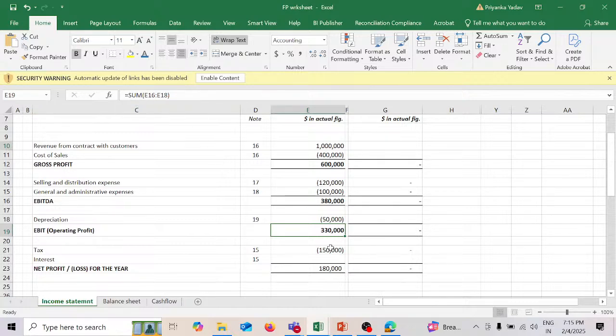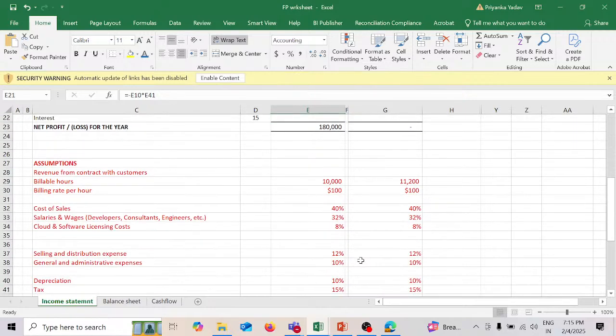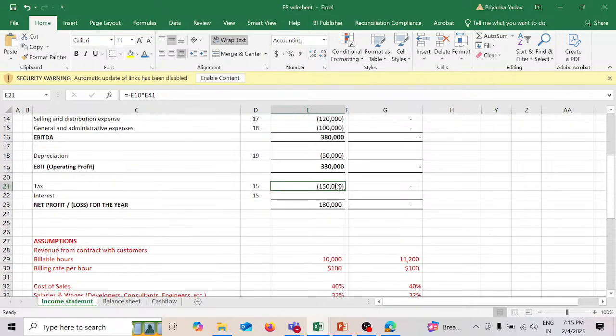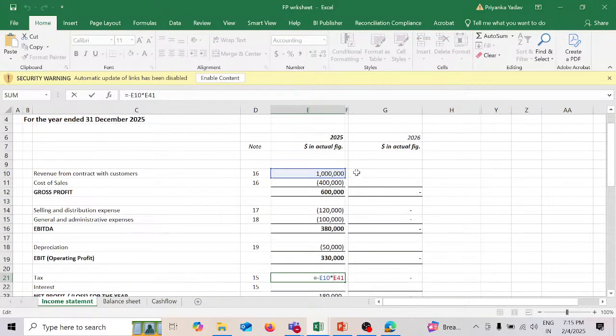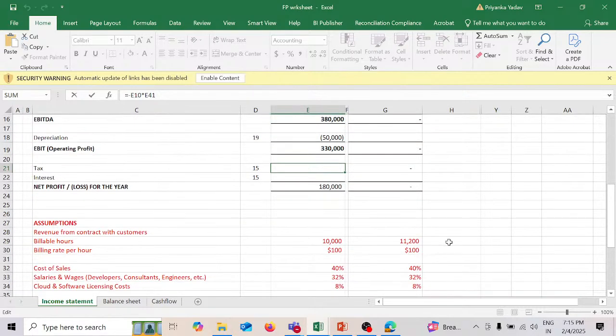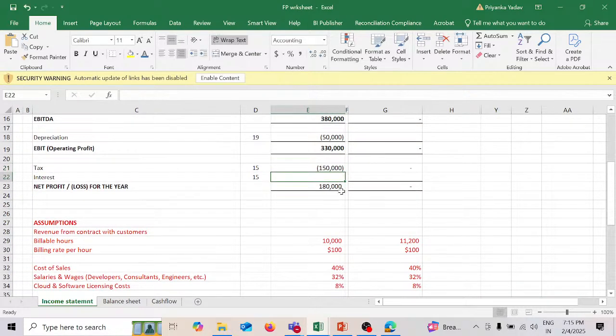Now we have got all the figures. Tax is calculated on the basis of revenue and the rate provided here, which is 15%. So over here the total revenue multiplied with the rate of the tax gives you the tax figure, and again this would be negative because this is also one of the expenditures. Interest part will come later on.